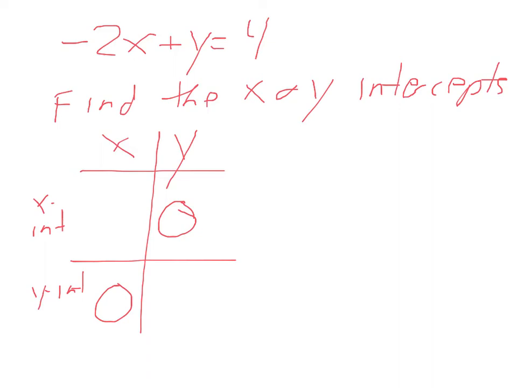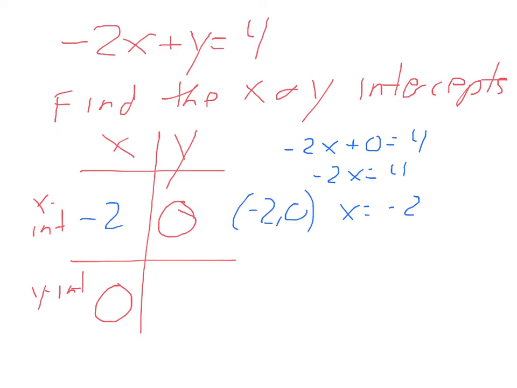Now if I solve these, if I let y equal 0, I get negative 2x plus 0 equals 4. That's just negative 2x equals 4, or x equals negative 2. So I get negative 2, 0. If I want the y-intercept, I do negative 2 times 0 plus y equals 4, which is just 0 plus y, so I get y equals 4. So I get the point 0, 4.